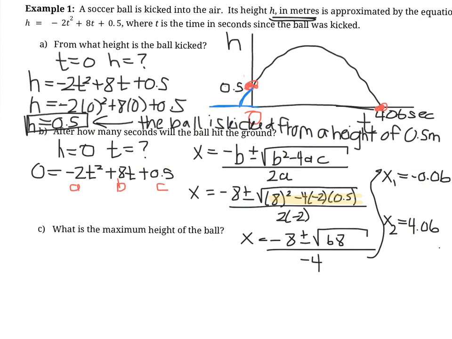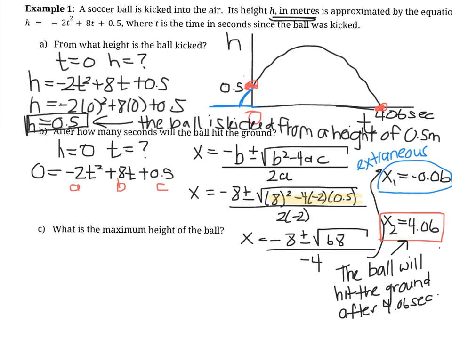So what we do is we call this number extraneous. It's not that it's wrong, it's just not helpful in this problem. And so the answer that is helpful is this one right over here. This is the x-intercept we're interested in. So to answer the problem, the ball will hit the ground after 4.06 seconds.